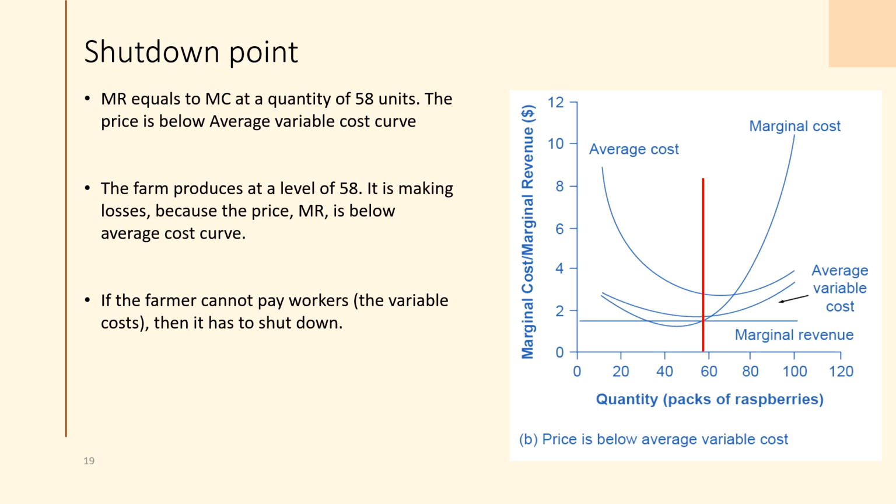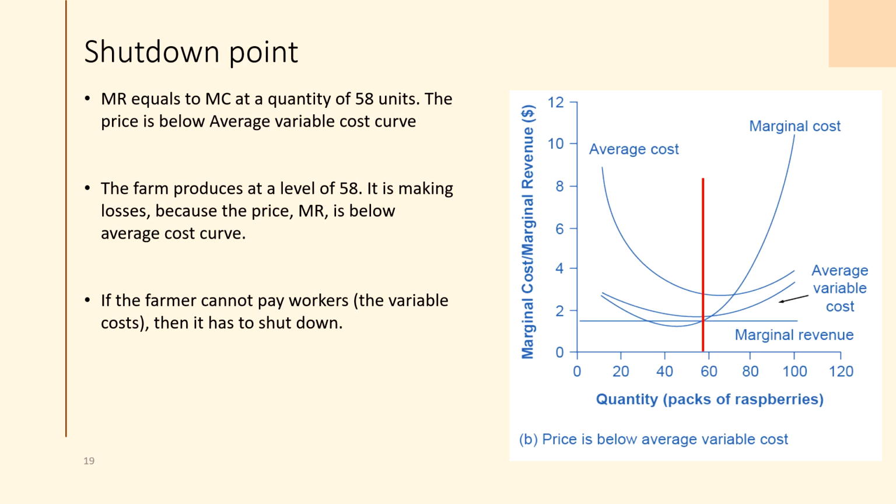Now let's look at the situation where the firm should shut down. Again, the firm is producing at a level where marginal revenue equals marginal cost. However, now the market price is even lower than before. When we compare the price with average total cost, the firm is clearly making a loss. The profit margin is negative and total profit is also negative. But the critical difference here is that the price is now below the average variable cost curve.